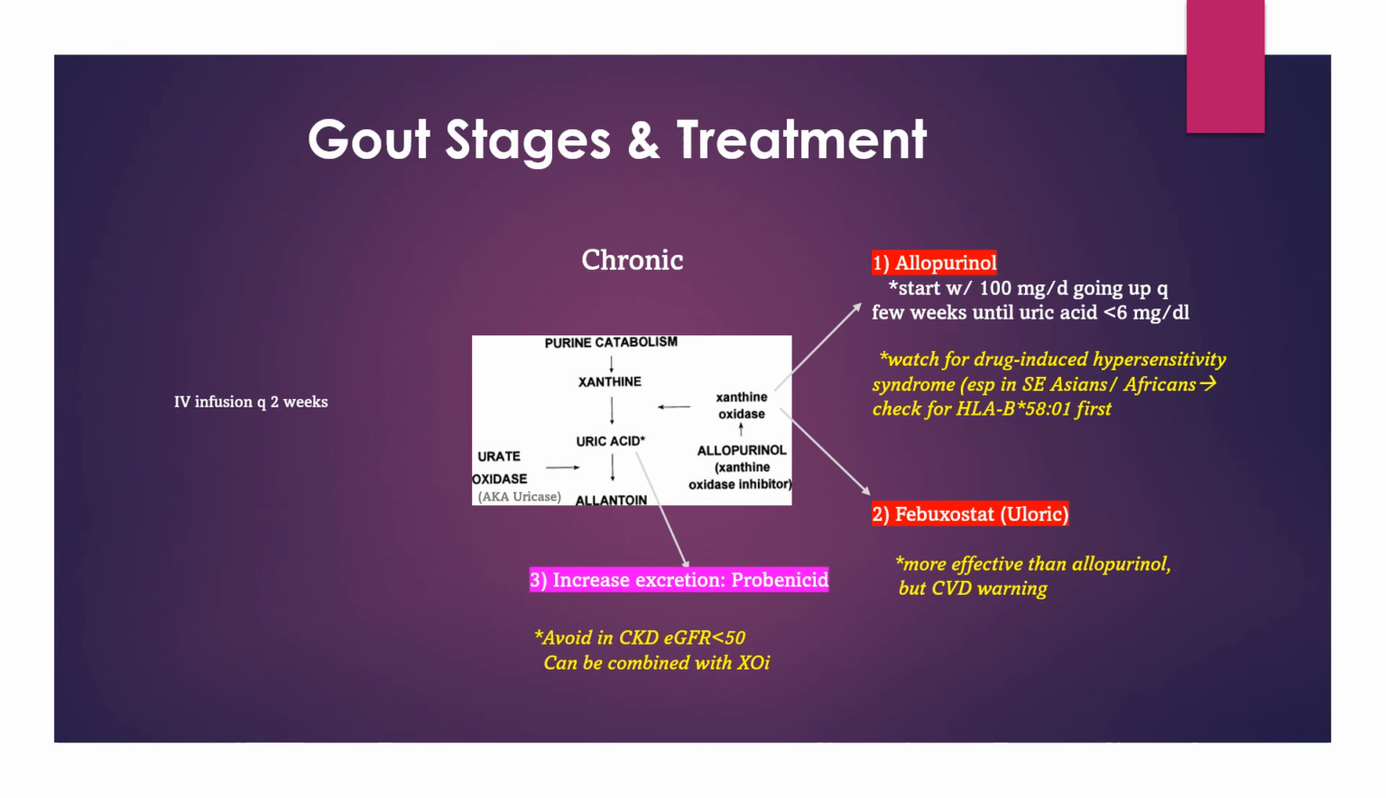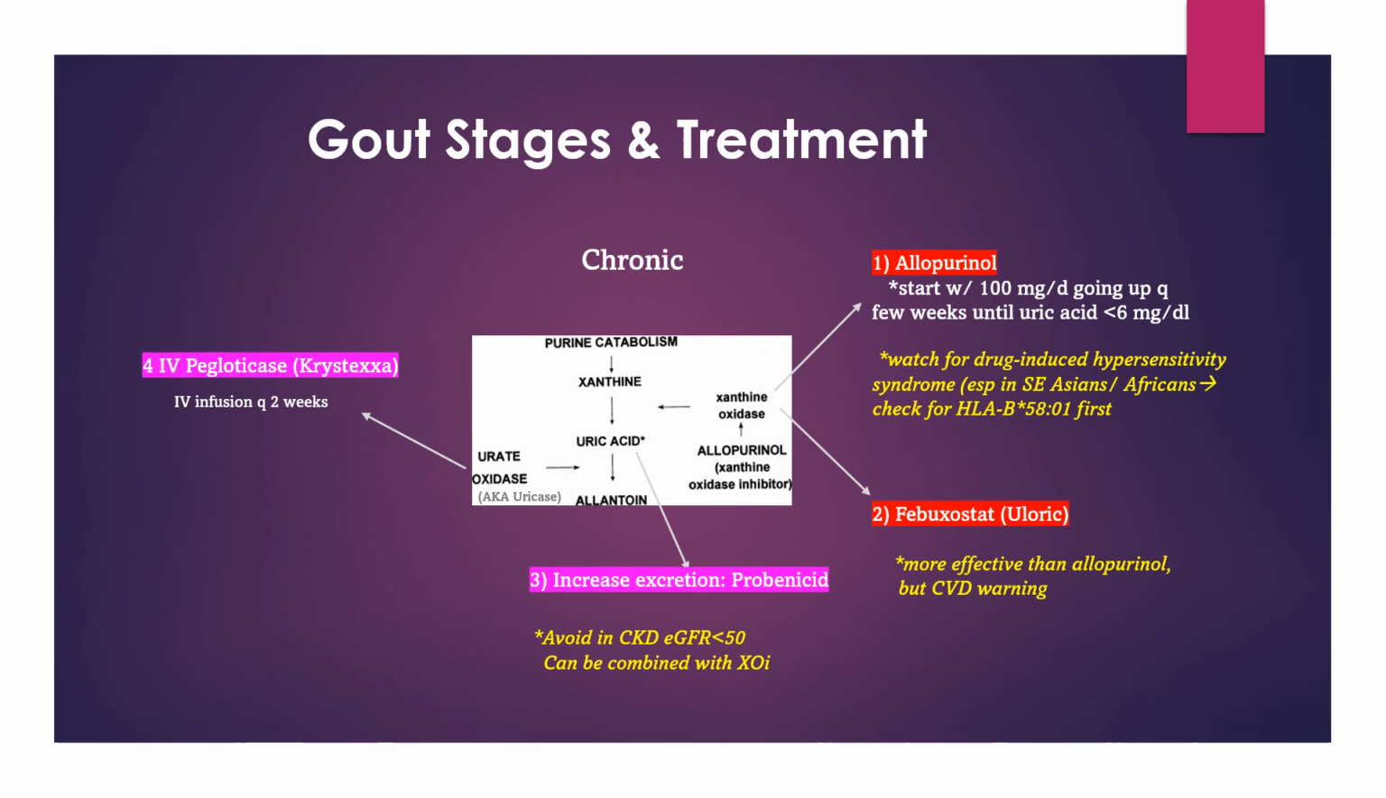Okay, how do we increase excretion? We can use a medication called probenecid, not as common anymore. Especially you can't use it if your kidney function is impaired. So if you have an eGFR less than 50, you've got to be careful. But some rheumatologists, some primary care may still use this, oftentimes in combination with one of these two agents. So you kind of hit both things. You decrease the production and you increase the excretion.